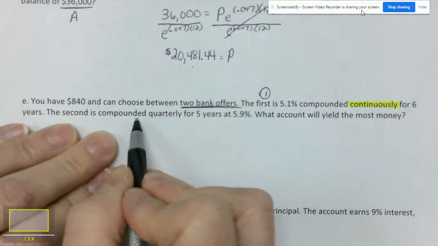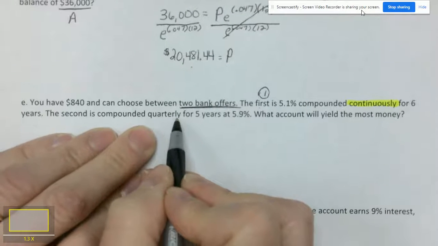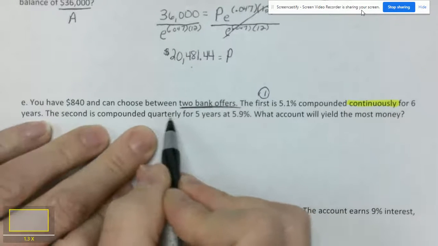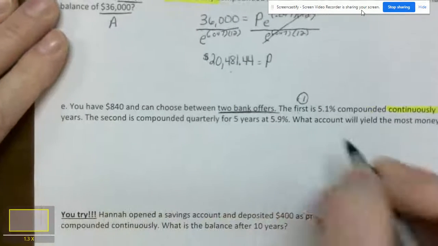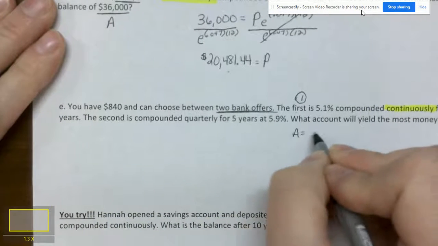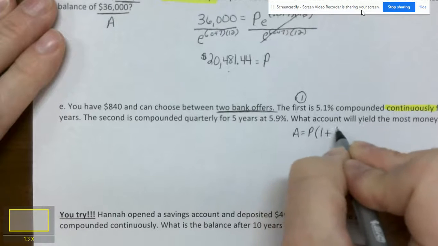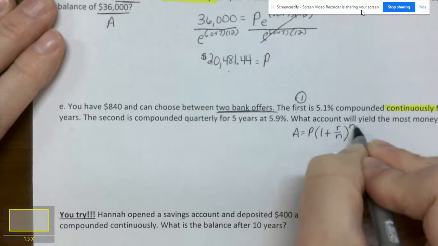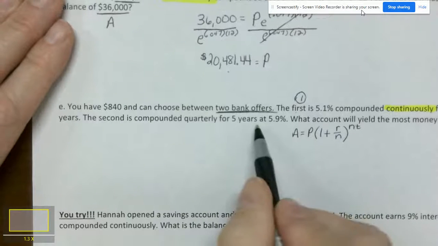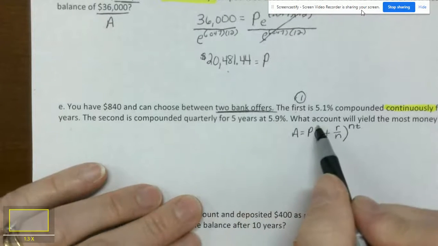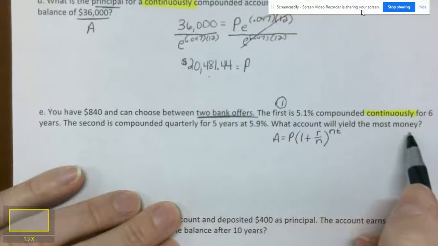The second is compounded quarterly. Okay, when you see compounded quarterly, that means we're going to go back and use this formula that was A equals P times 1 plus R over N to the N times T. That's the formula we learned previously. For 5 years at 5.9%. What account will yield the most money?